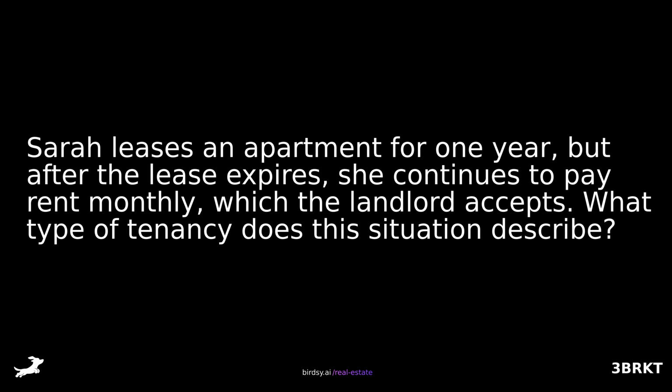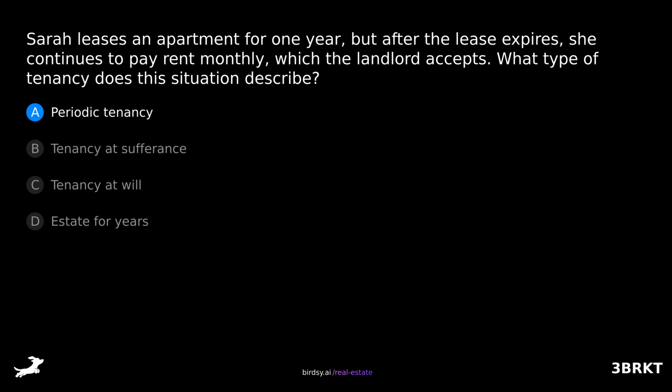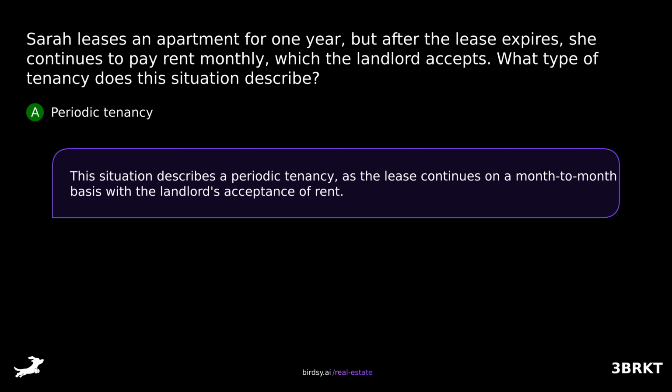Sarah leases an apartment for 1 year, but after the lease expires, she continues to pay rent monthly, which the landlord accepts. What type of tenancy does this situation describe? Is it A, periodic tenancy? B, tenancy at sufferance? C, tenancy at will? Or D, estate for years? The answer is A, periodic tenancy. This situation describes a periodic tenancy as the lease continues on a month-to-month basis with the landlord's acceptance of rent.